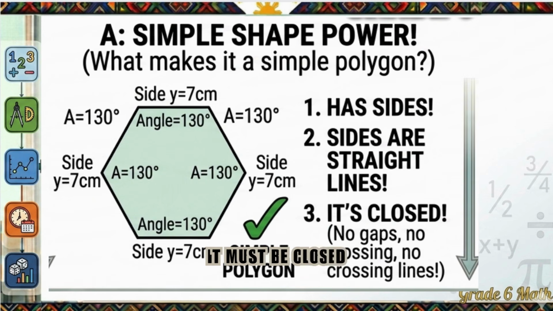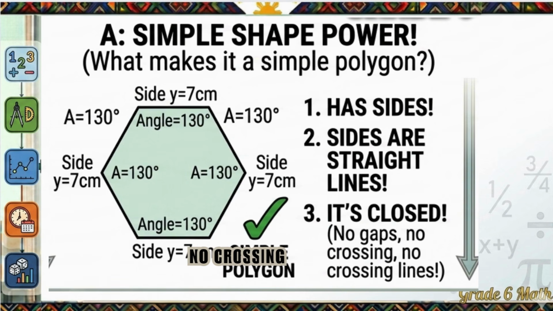2. It must be closed. Imagine the shape is a fence for a pet. If there is a gap anywhere, the pet can get out. The rule: every line must connect to another line at its ends so there are no openings. Example: a U shape is not a polygon because the top is open.